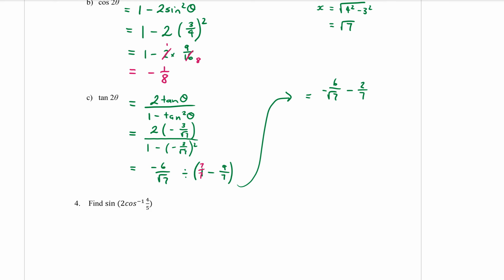Oh, I need my divide sign. Let me write that again. I'm dividing that by negative 2/7. Now a divide turns into a times if we turn the second fraction upside down.